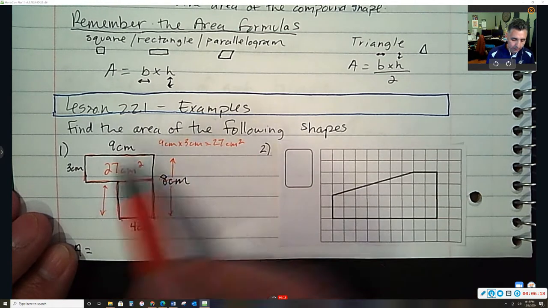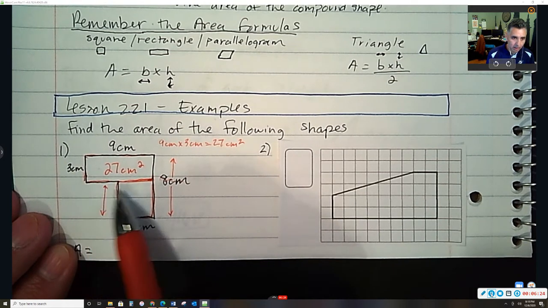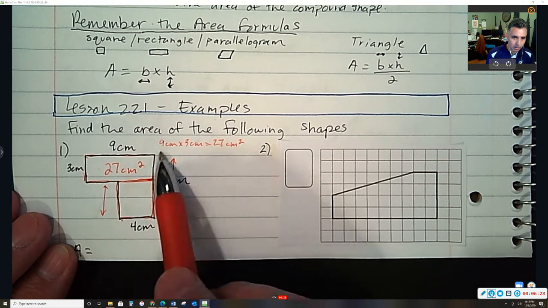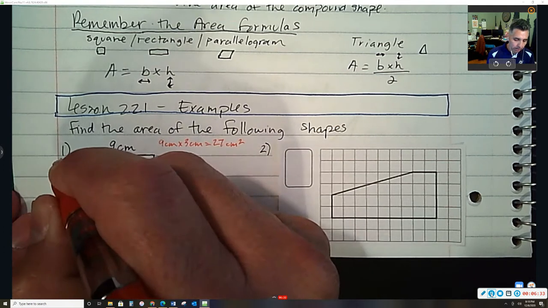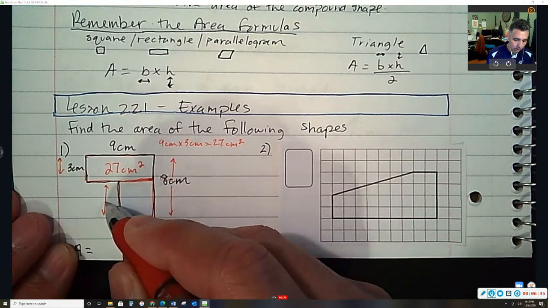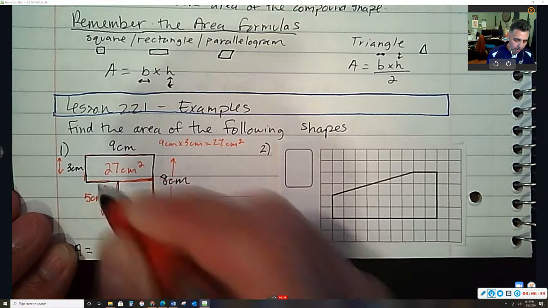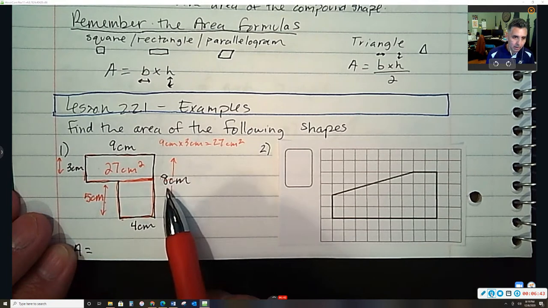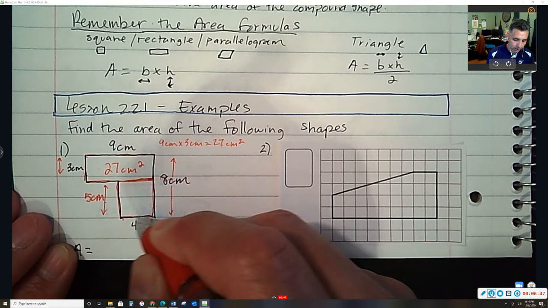Well, what we can do though, is since this side was 3 centimeters, that means I can figure out what this one is. Because I know that the entire length up and down is 8. If this is 3, and this one we're looking for, well, this one has to be 5 centimeters. Because the 3 and the 5 make up the 8. And now I can find the area of this one.